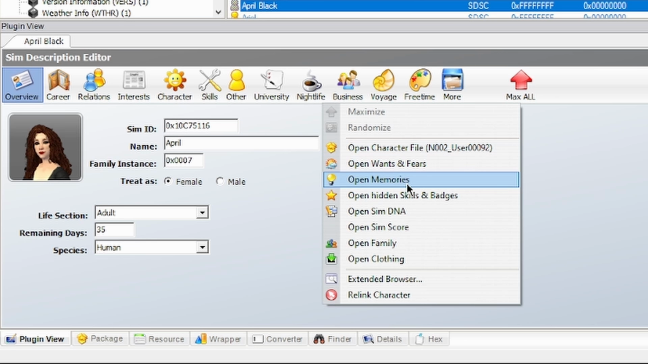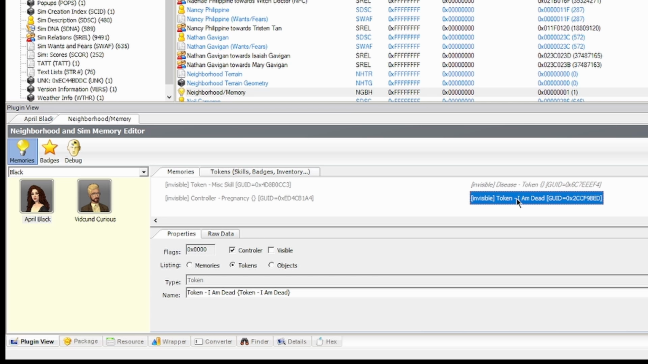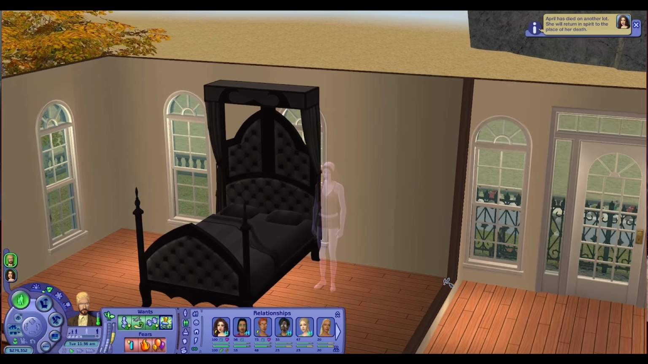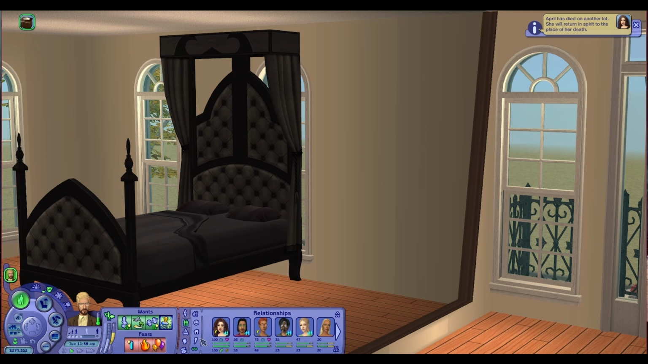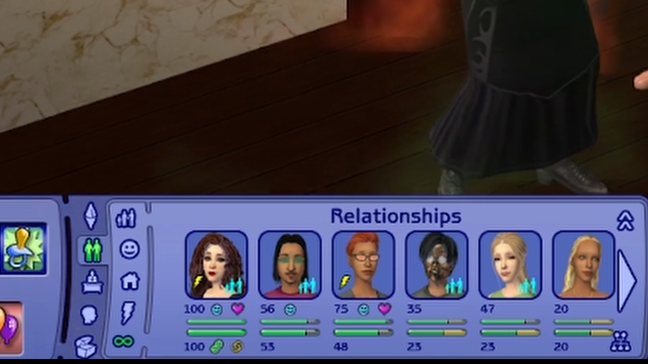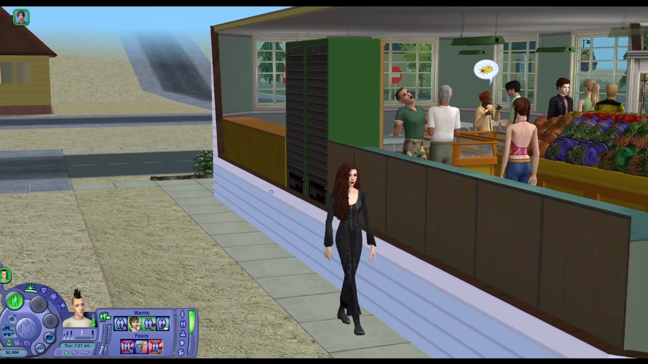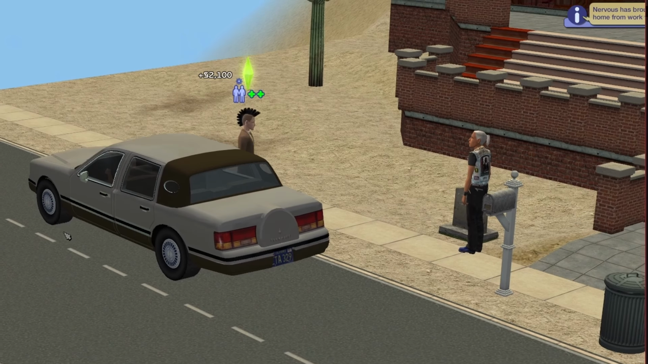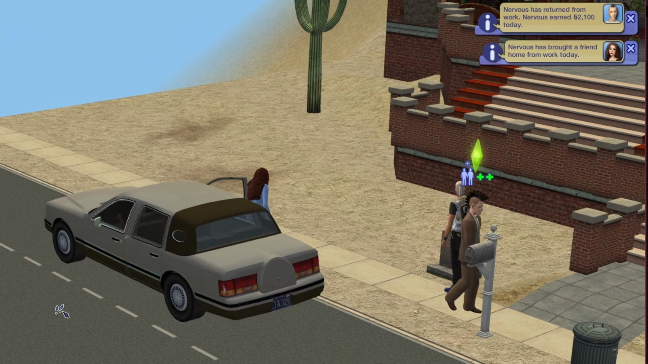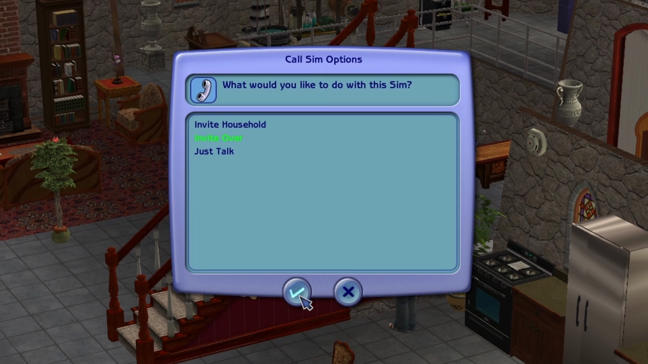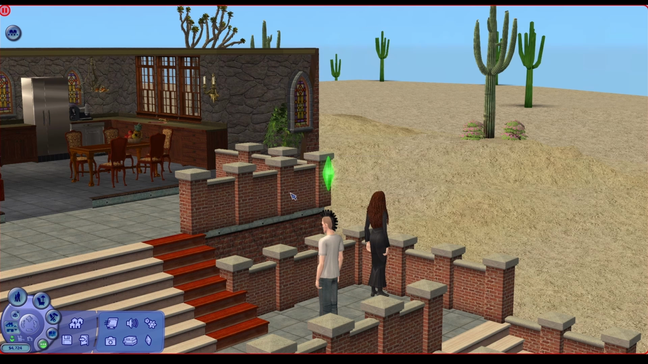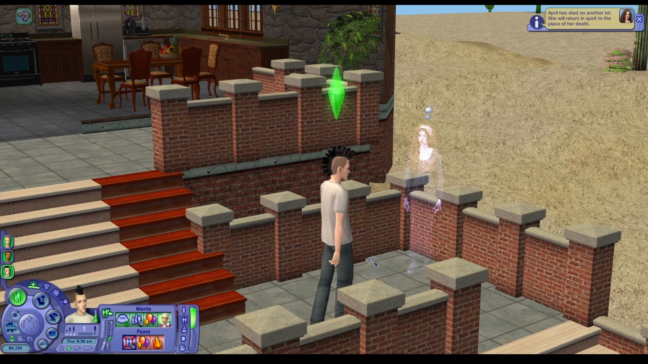So, what happens when you give that token to a playable sim? Well, unless you reload the residential lot they're currently on, absolutely nothing. They still appear in the relationship panel. They still spawn on community lots. They can be asked out on a date. They can be brought home as friends from work. You can even invite those sims over with a different family and they still won't die. Well, not unless you save and reload the lot whilst they're on it.